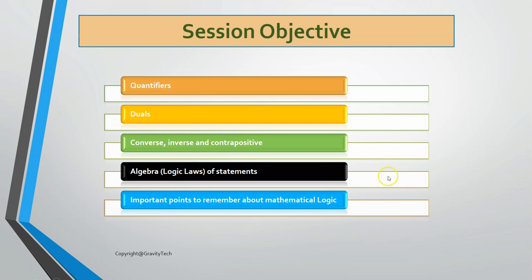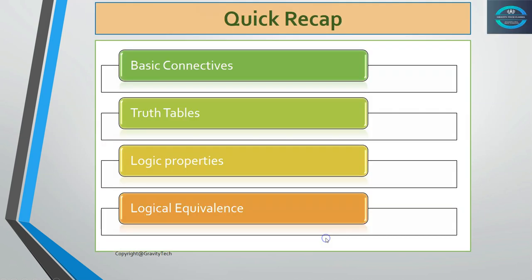Okay. So the session objective is what? To know what the quantifiers are, how to use them, and some examples. What are the duals? What is converse? What is inverse? What is contrapositive? What basically is the algebra of the statements? That is, we call it a logic clause, and some important points to remember about mathematical logic. Right? That will be kind of a summary.